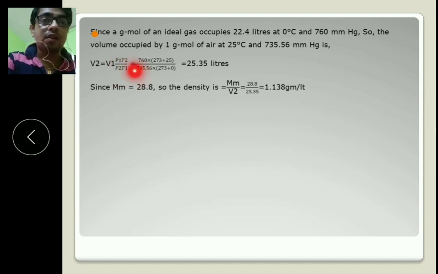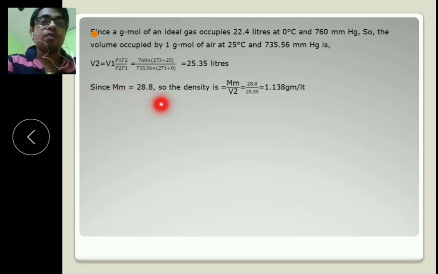Here v1 you also have to multiply by 22.4, that was omitted by mistake. So v1 is 22.4 here, you have to write. Then p1 is 760, t2 is 25 degrees centigrade, which in Kelvin is 273 plus 25, and p2 is given, and t1 is 0 degrees centigrade, so 273 plus 0. From that we will get a volume of 25.35 liters.